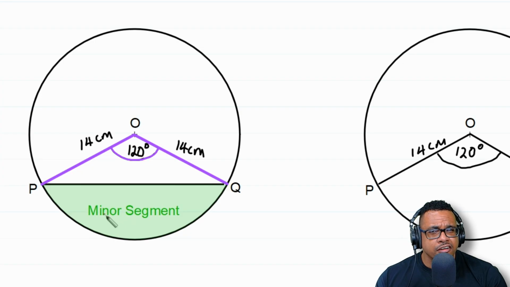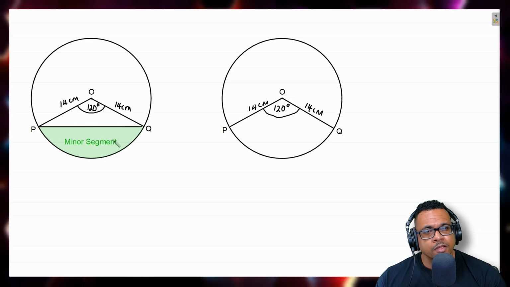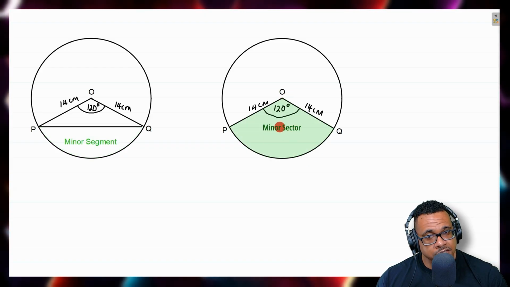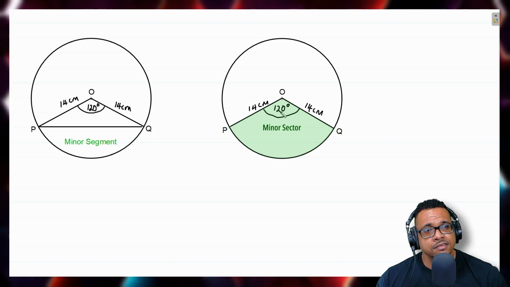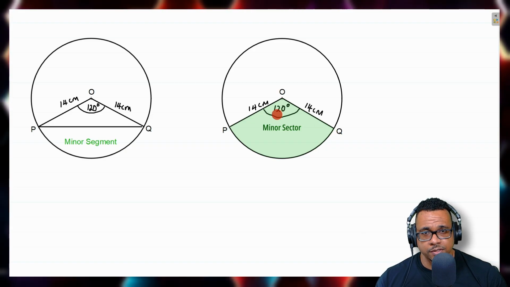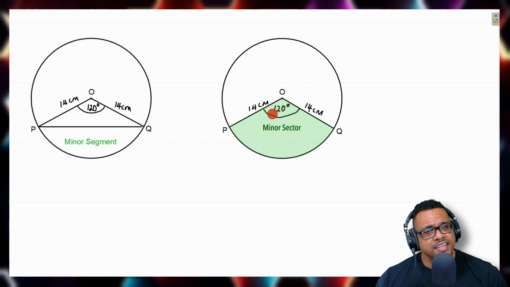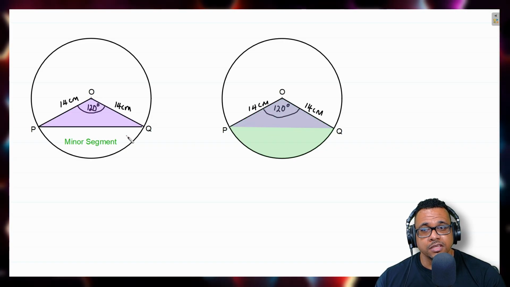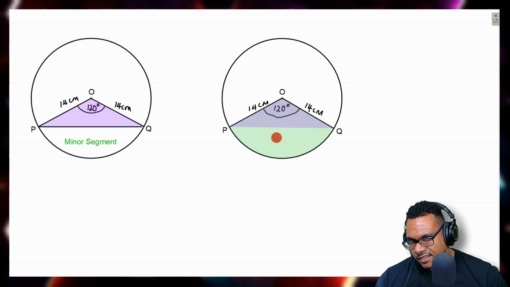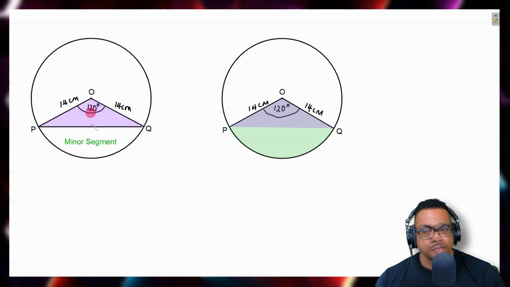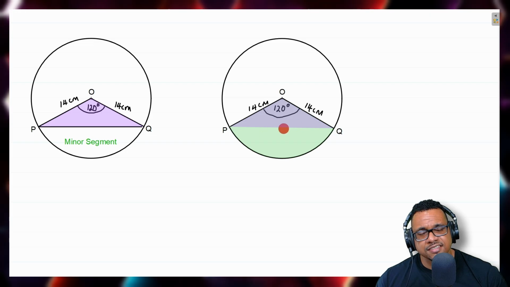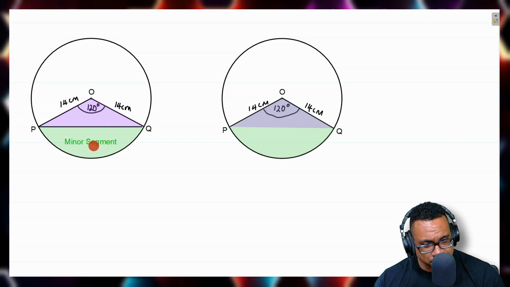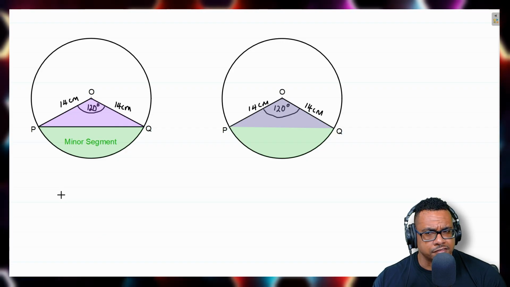So in order to find the area of the minor segment, we'll find the area of the minor sector. As you can see, this is the same circle, radius 14, angle between the two radii is 120 degrees, same as here. So we'll find the area of the minor sector. We'll also find the area of this triangle OPQ. Of course, the area of the minor sector will be larger than the area of the triangle. So the area of the minor sector subtract the area of the triangle will give us the area of the minor segment. So I'll find the area of the triangle first.